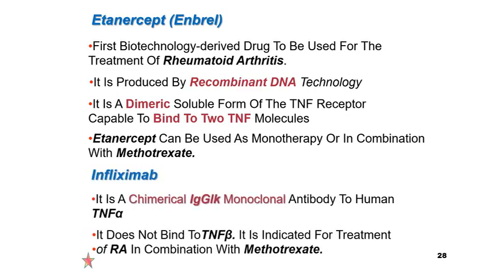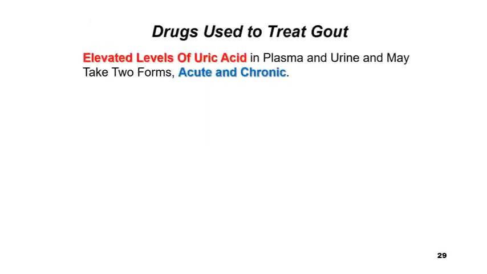Infliximab, on the other hand, is a monoclonal antibody to the tumor necrosis factor alpha, and again it is usually used in combination with methotrexate to stop the progression of arthritis.